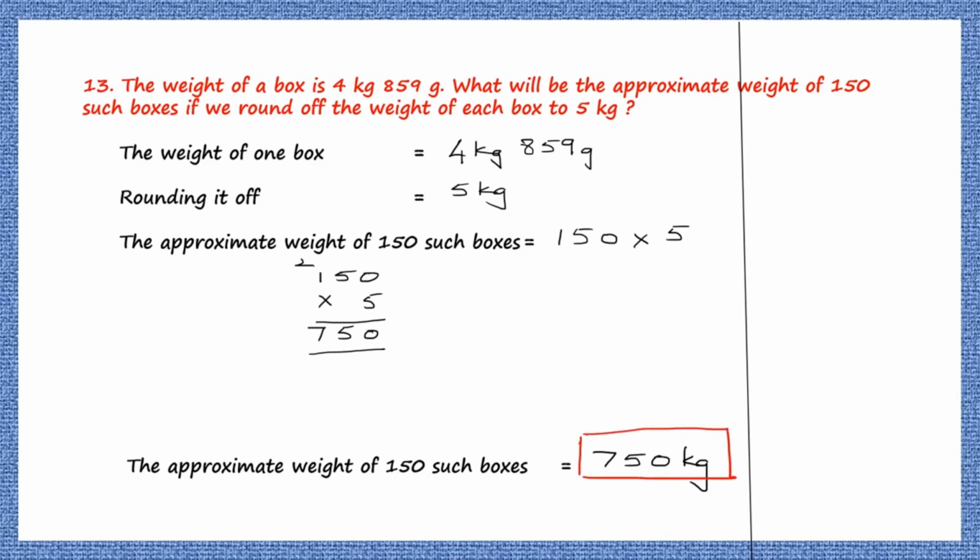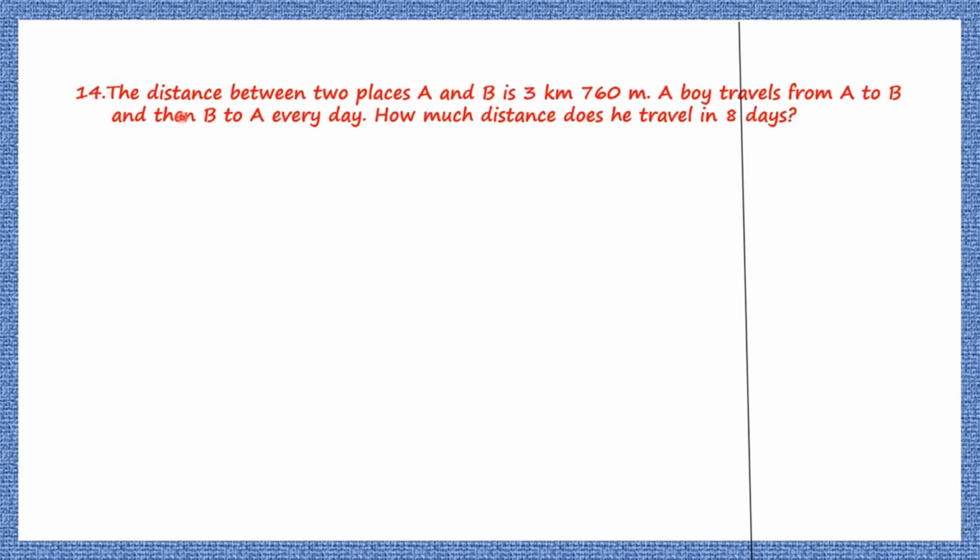750 kilograms. Question 14. The distance between two places A and B is 3 kilometers 760 meters. A boy travels from A to B and then B to A every day. How much distance does he travel in 8 days? So what's given to us?